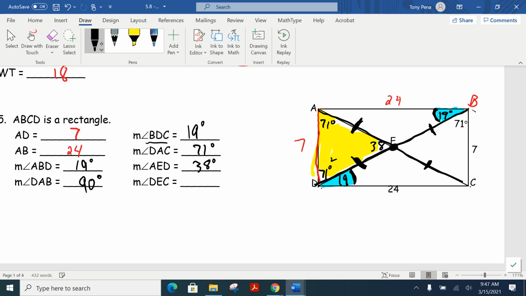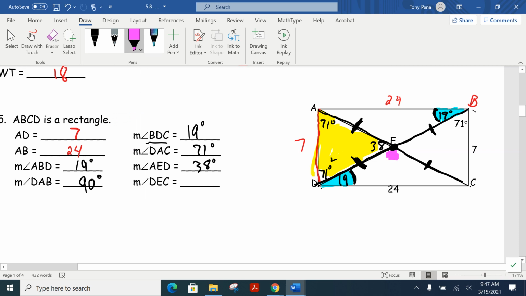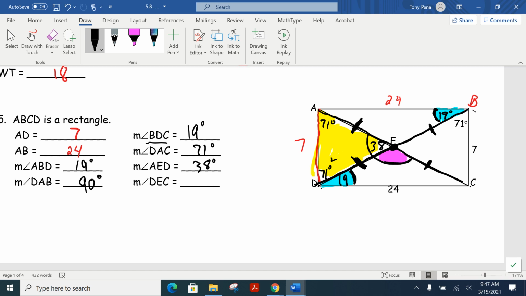And then D, E, C. We've already done one of these today. Is this angle right here? That's the angle we're trying to find. And then this is a linear pair with the 38 degree angle that we have. Those two together, the 38 degrees and that purple angle that we're trying to find, have to add up to be 180. So if I did 180 minus 38, that should be 142.